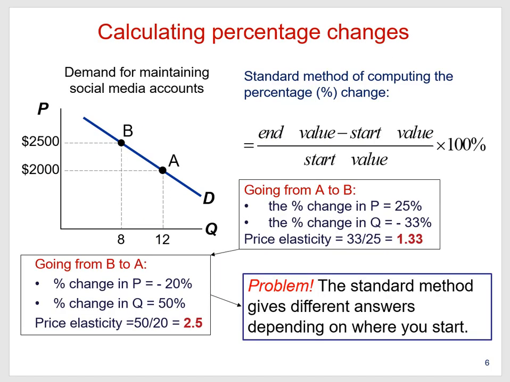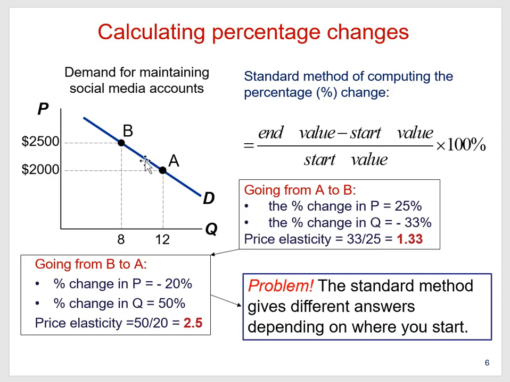So now we will apply these ideas and formula in our scenario. Remember, we had a business that maintains social media accounts for local businesses, and let's assume that this is the demand curve that we face. Currently at $2,000 per business we have 12 business accounts, and at the price of $2,500 we expect to have only 8 social media accounts. So there's a reduction in our portfolio from 12 to 8 when we raise the price by $500, right?